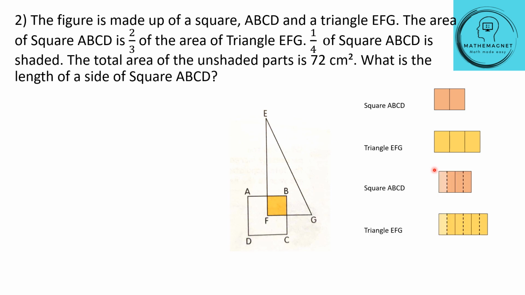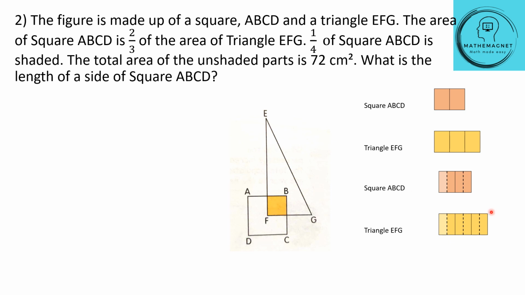Now 2 units can be rewritten as 4 units, and triangle EFG will be rewritten as 6 units. Why? Because 1 by 4th of the square is shaded. So instead of 2 units, we convert it into 4 units, so that one portion of the 4 units is shaded, which means the same amount of triangle is also shaded. So from these 6 parts, one part is shaded. This yellow part is 1 by 6 of the triangle and is also 1 by 4 of the square.